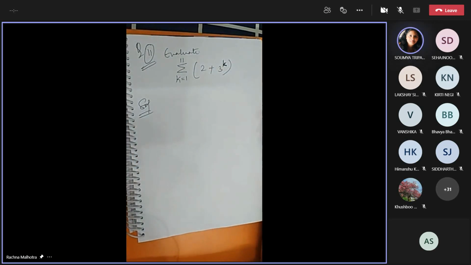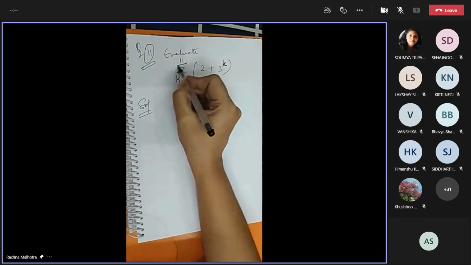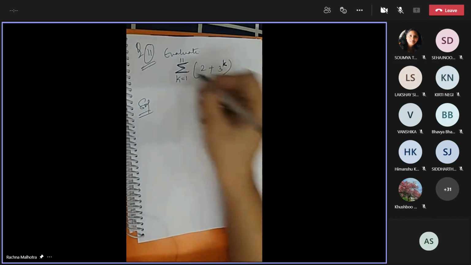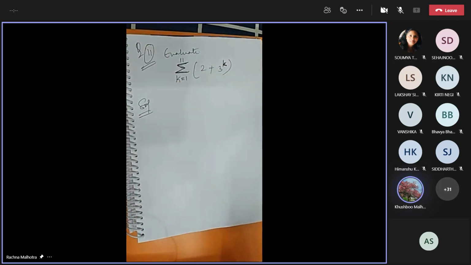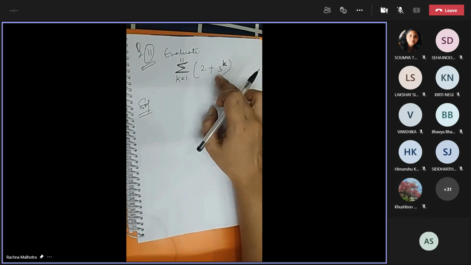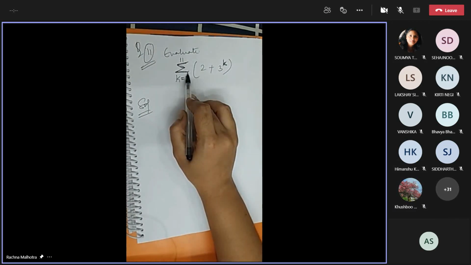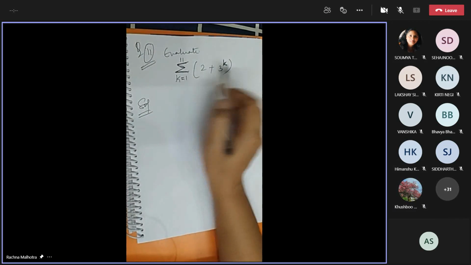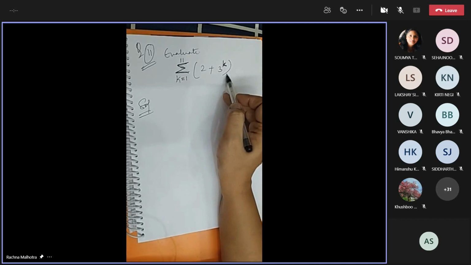2 plus 3 to the power k, where k is going from 1 to 11. What is the meaning of this one? This symbol tells us the total, or you can call it the summation of this series. Now it will become a series. Now see, the sum sign has come, right? It tells us total, meaning we are talking about a series now.